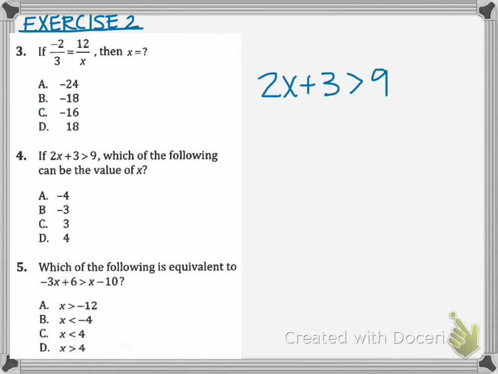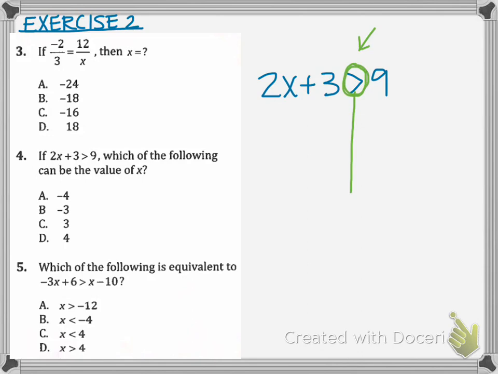Number 4 is an inequality, which just means this symbol right here is not an equal sign. It's a greater than or equal, less than or equal. You're going to solve it just like an equation. There's only one extra rule. If you need to multiply both sides or divide both sides by a negative, this symbol here, you would have to flip its direction. Okay? So let's go ahead and solve this one.